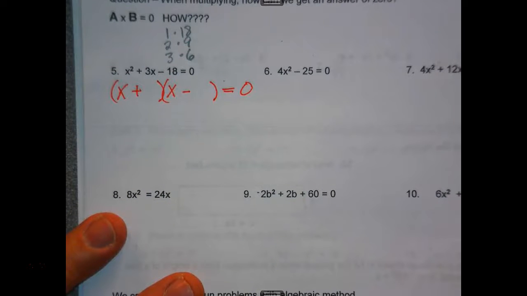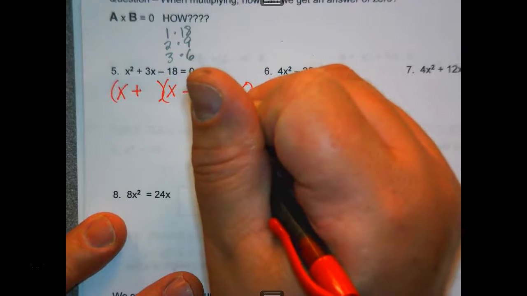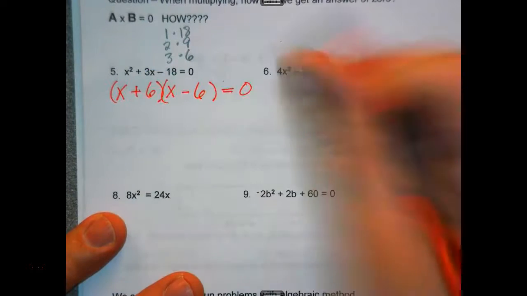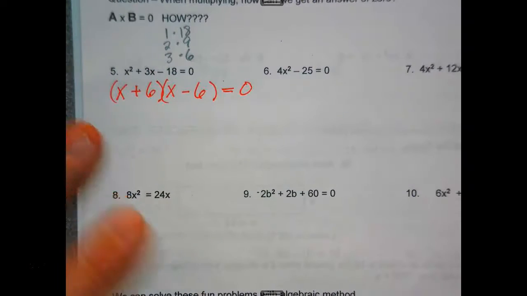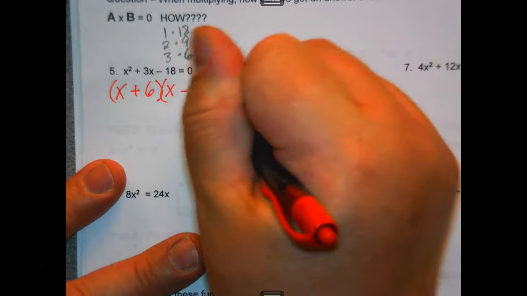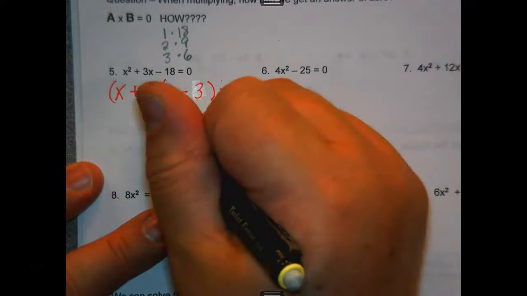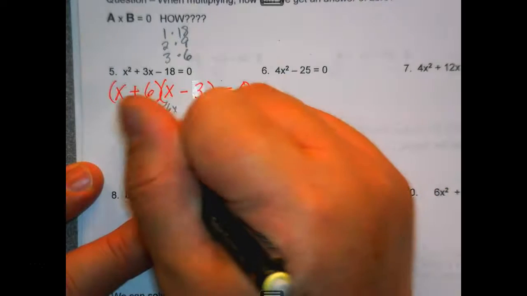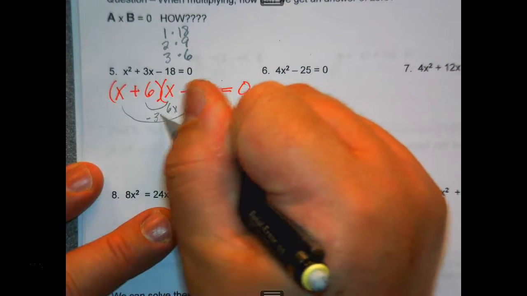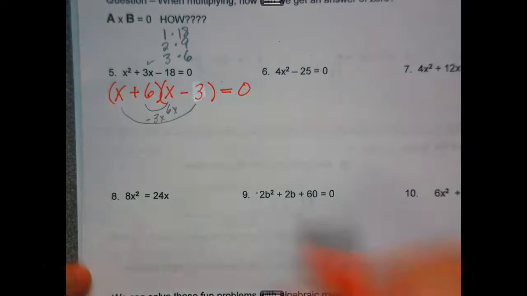You want to try using 3 and 6? Okay. Negative 6? Positive 6? Okay, so positive 6, negative 3. Let's check it. Positive 6x, negative 3x. Add those together, I get positive 3x. Hey, it checks. Okay, now I have to solve for x.